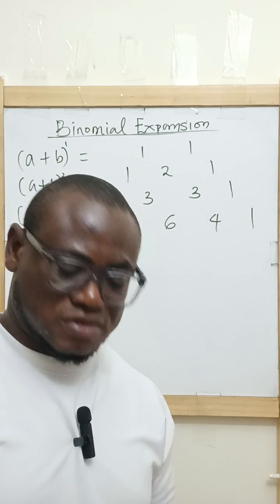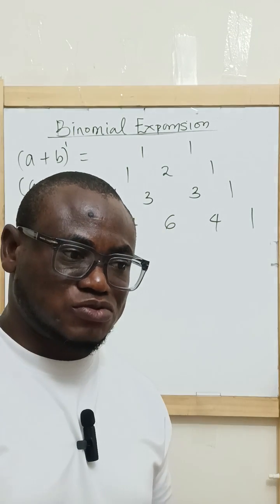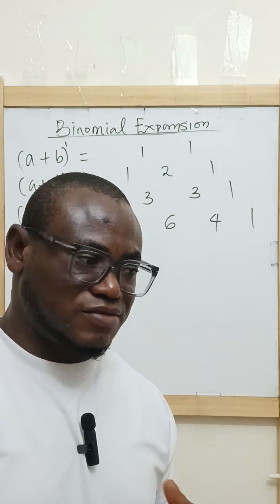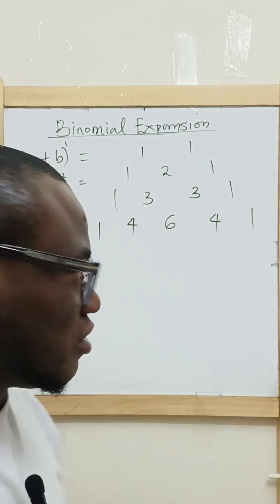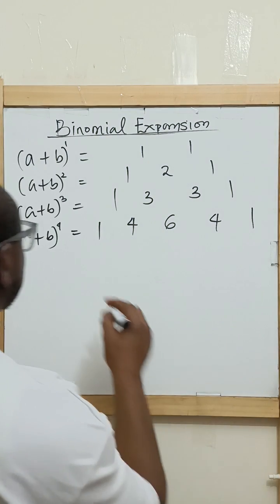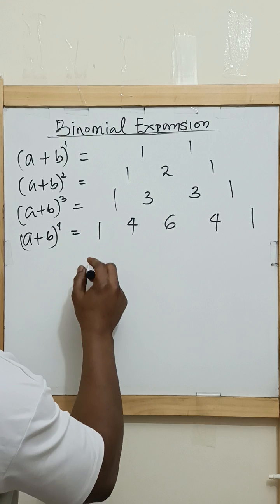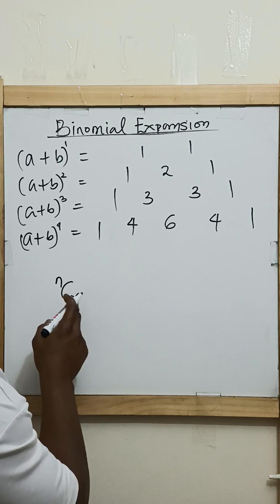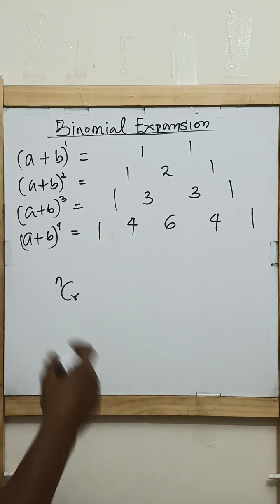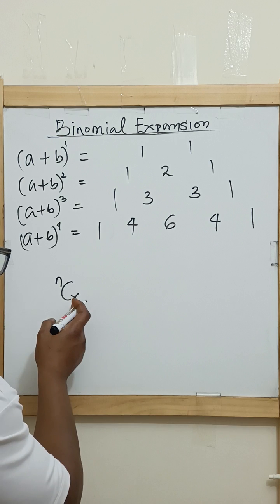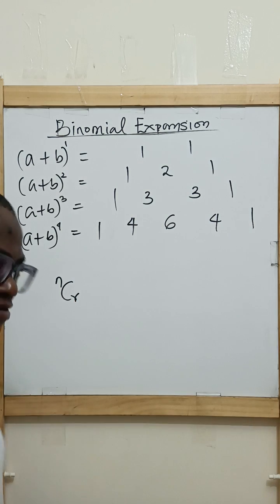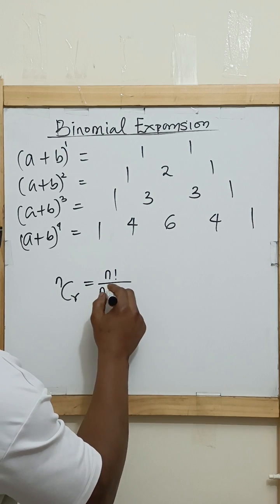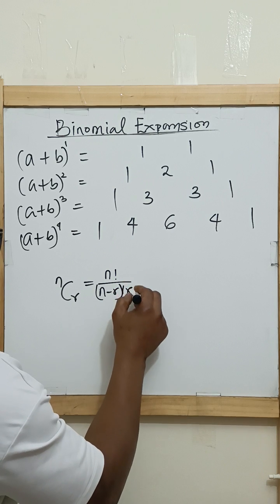Combination is arrangement or selection. That is when you are doing selection from a set of objects or a set of items that you want to select from. This particular combination, we call it nCr. That is we are selecting r objects from n objects, or r numbers from n numbers. The formula is n factorial all over (n minus r) factorial times r factorial.